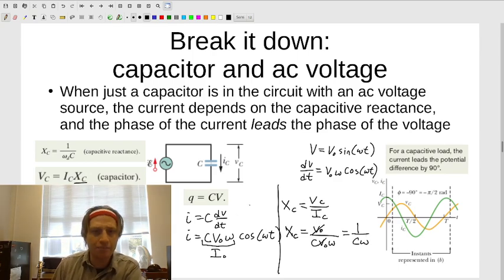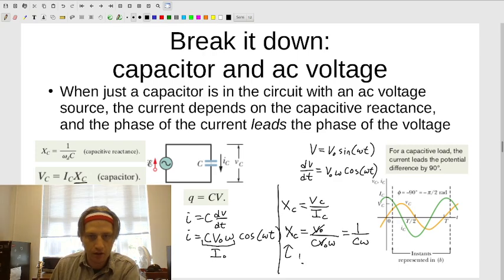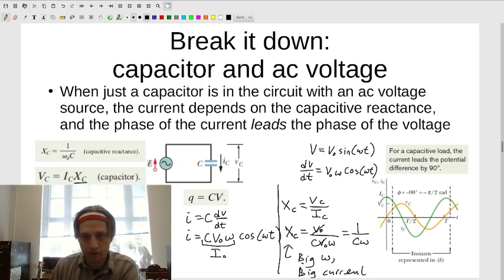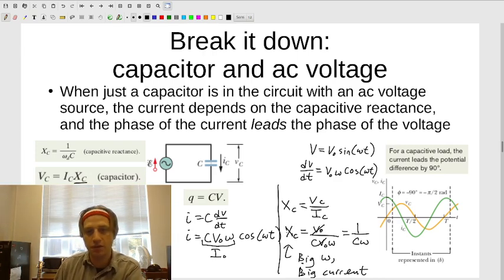Now what does that mean? It means that if you have a big omega, big frequency, you get a big current. So big frequency will give you a small reactance. Small reactance means big current, just like small resistance meant big current.